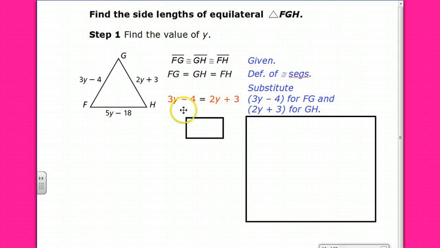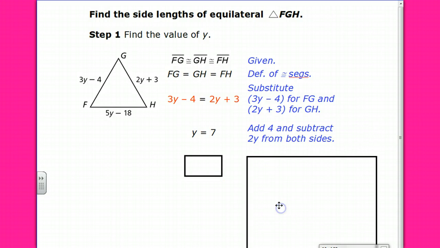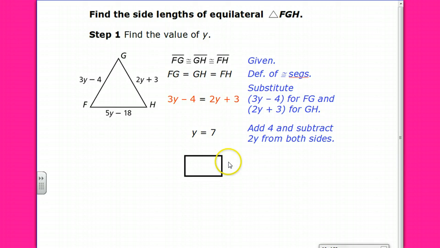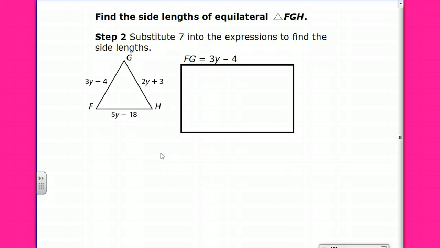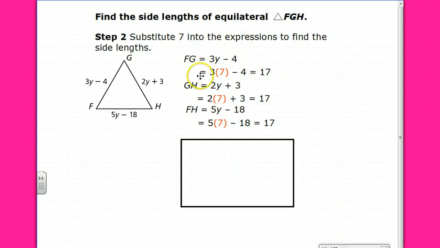So subtract your 2y, add your 4, and you have y equals 7, right? And so now that we have y equals 7, go ahead and find the side lengths. Come back and check your work. Well, all we have to do really is substitute that known value into one expression, like FG, and when we do, we find the side length equals 17. And then you would know, of course, that each side is a length of 17.